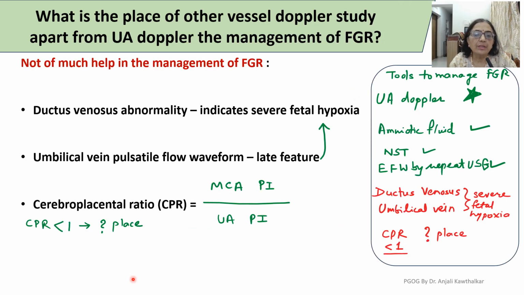Next is, what is the place of other vessel Doppler study apart from umbilical artery Doppler in the management of fetal growth restriction? Your answer is others are not of much help in the management of fetal growth restriction. The reason is, whenever there is a ductus venosus abnormality or umbilical vein abnormality, such as a pulsatile flow waveform in the umbilical vein, that is indicative of a baby having severe hypoxia. So it is a very late feature.